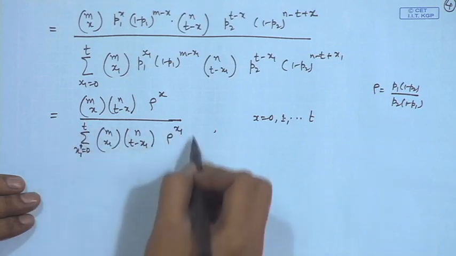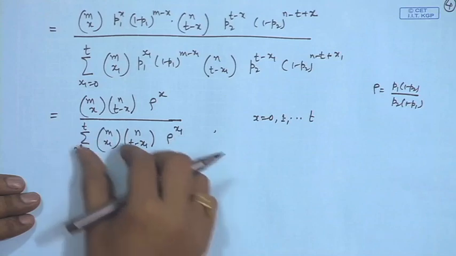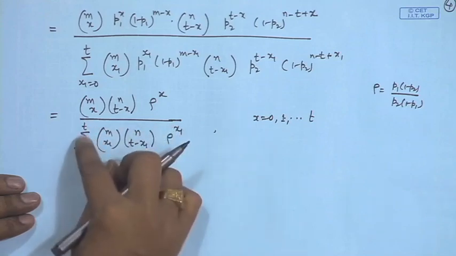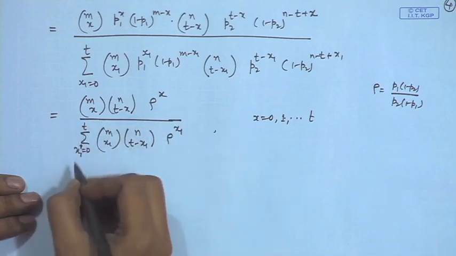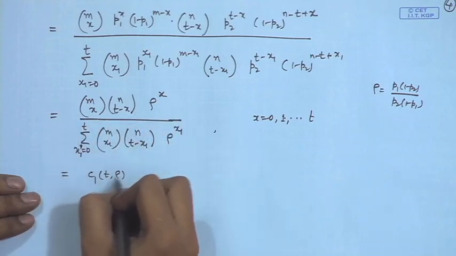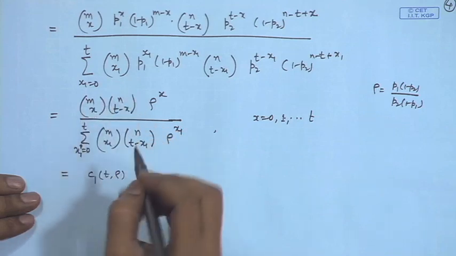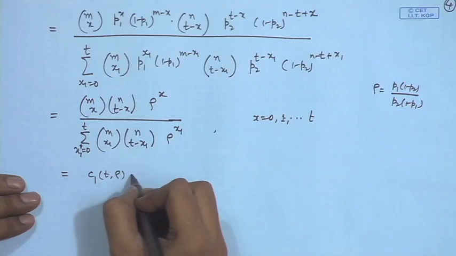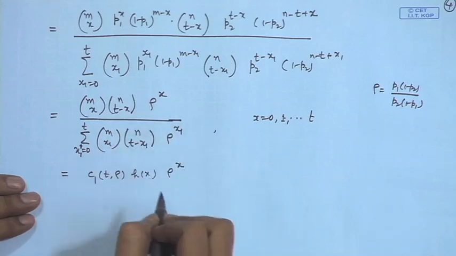Now, if you look at this term here, x1 is the variable, so this will be added up actually. So, this finally becomes a function of t and rho. So, this is a function of, say, t and rho, and you are getting a function of x here, let me call it h(x), and then rho to the power x here.